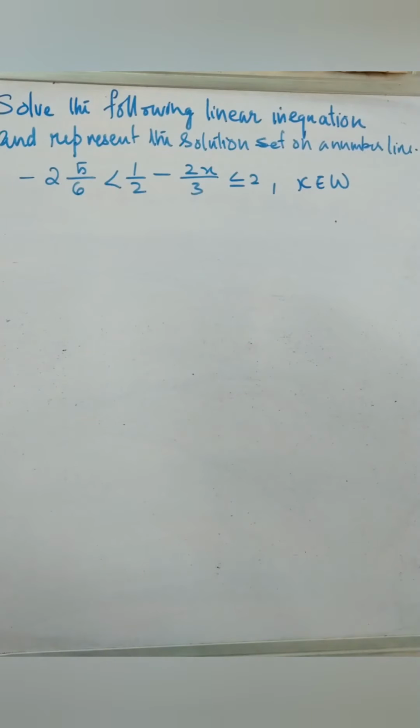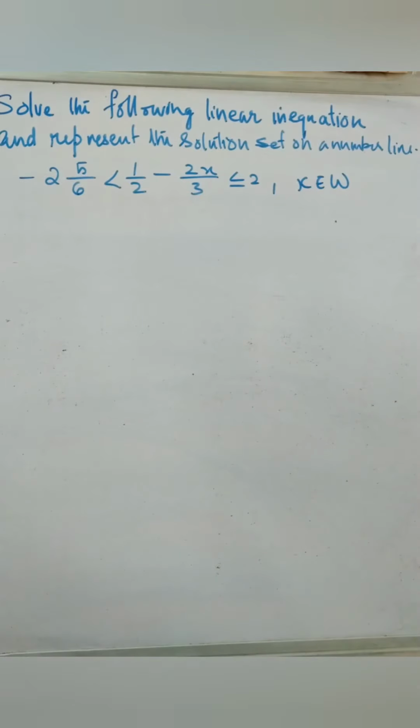Solve the following linear inequation and represent the solution set on a number line. The linear inequation given is minus 2 5 by 6 less than 1 by 2 minus 2x by 3 less than or equal to 2, where x is an element of W, and W is the set of all whole numbers, that is the set 1, 2, 3, 4, etc.